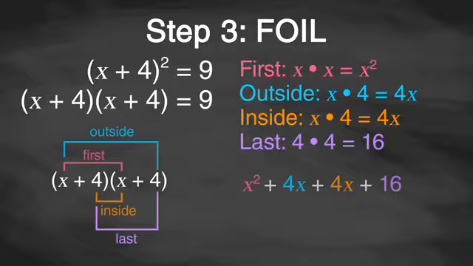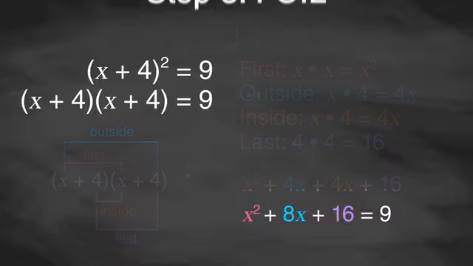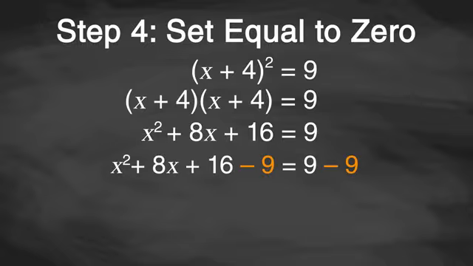The result is x squared plus 4x plus 4x plus 16. We can combine like terms to equal x squared plus 8x plus 16. Then bring down our equals 9 from the original equation. Step 4. Set the equation equal to 0. Next, we subtract 9 from both sides of the equation. The equation is now x squared plus 8x plus 7 equals 0.